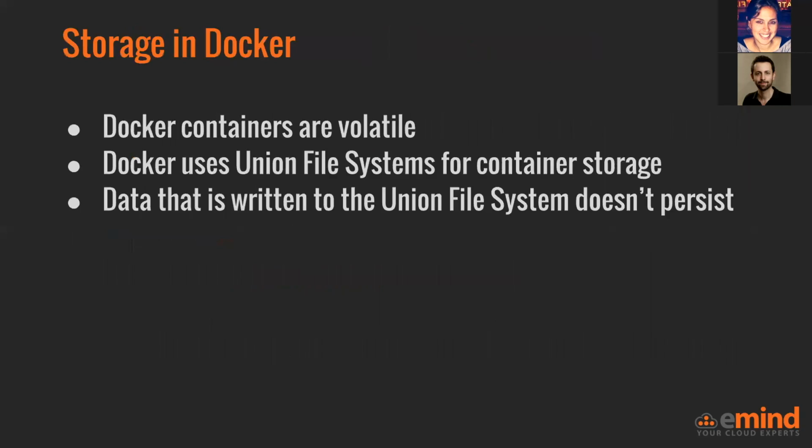Now, as you may be aware, Docker containers are volatile. They are meant to be short-lived and their state isn't saved. Now, Docker uses a special set of file systems known as union file systems, or UFS, and data that the container writes to a union file system does not persist and also cannot be shared with other containers.